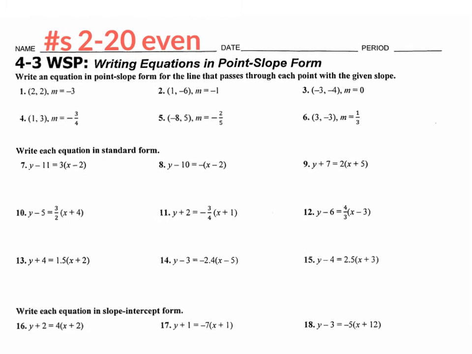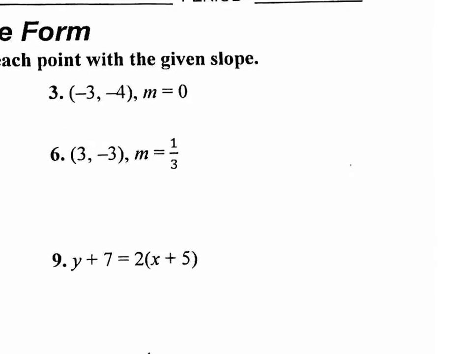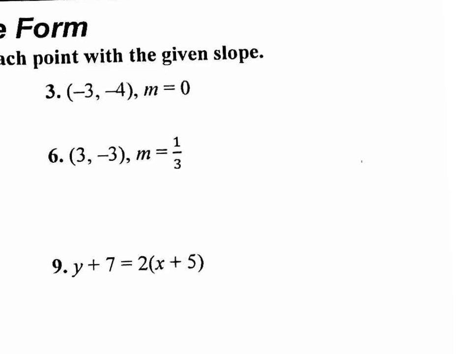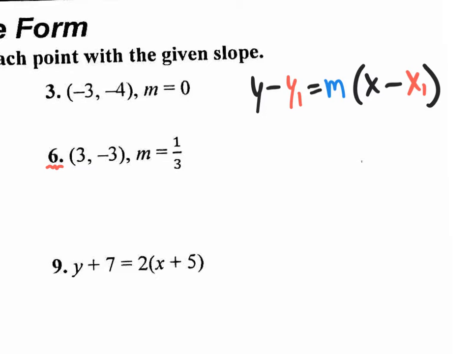Once again, this first part says write an equation in point-slope form of the line that passes through each point and given slope. So let's first write down what point-slope form is, and we'll do number 6 together. Okay, so point-slope form is y minus y1 equals m(x minus x1). That's point-slope form right there.